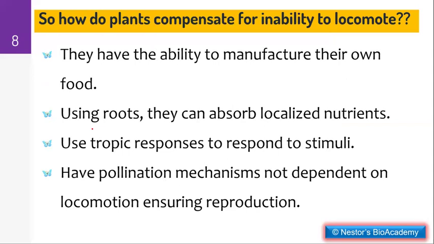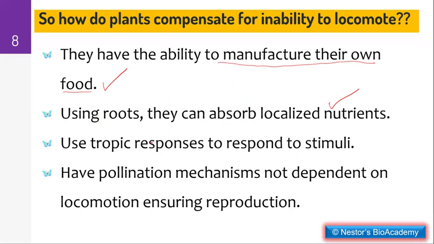Plants compensate for their inability to locomote in the sense that they have the ability to manufacture their own food through photosynthesis. Because they can manufacture their own food, they do not need to move from one point to another. We have always seen animals moving from one point to another in search of water. But for plants, using their roots, they are always able to absorb localized nutrients and water from the soil. That means they don't have to move from one point to another looking for nutrients or water.